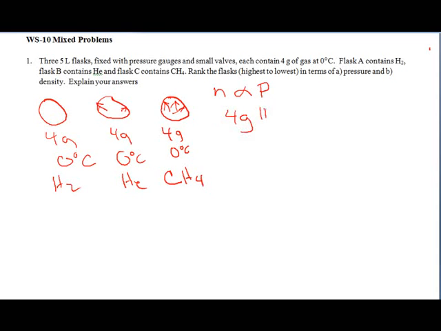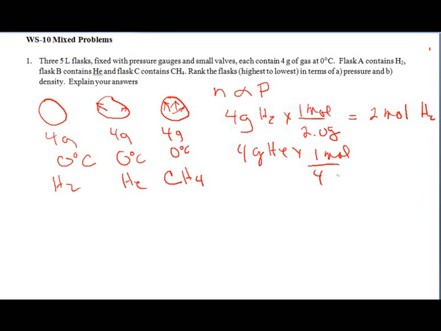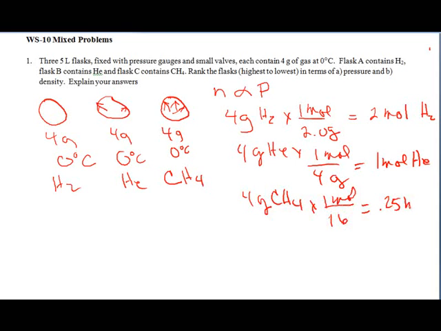So if I have 4 grams of hydrogen, what I know is each mole weighs about 2.0 grams. That's going to give me 2 moles of hydrogen. We do the same thing with helium, 4 grams of helium, and 1 mole is about 4 grams. That's going to give me about 1 mole of helium. And if I have 4 grams of methane, that molar mass is going to be about 12 plus 4 is 16, or about 0.25 moles of methane.